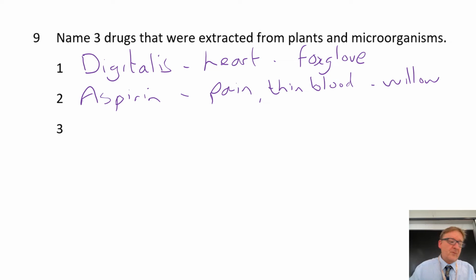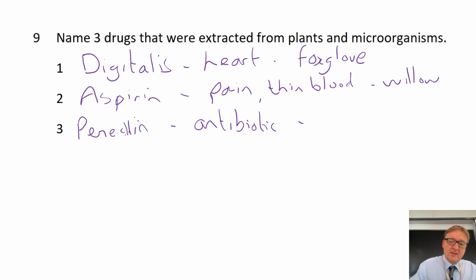And number 3 is penicillin. Okay, oh God, I can't write at all on this. Penicillin is an antibiotic, okay, and it's basically from a mold.